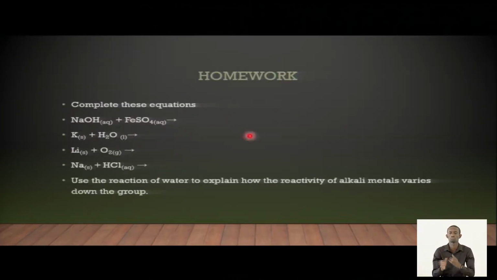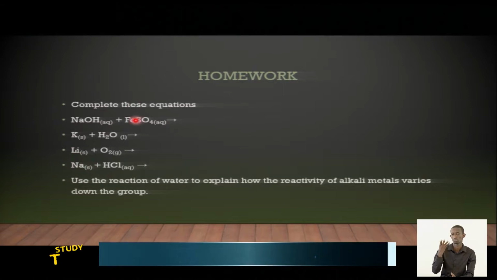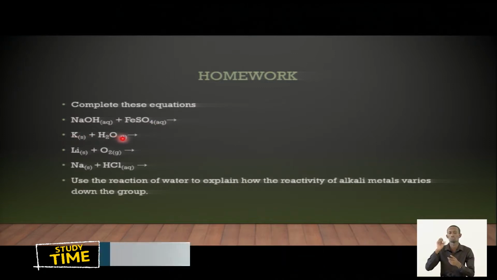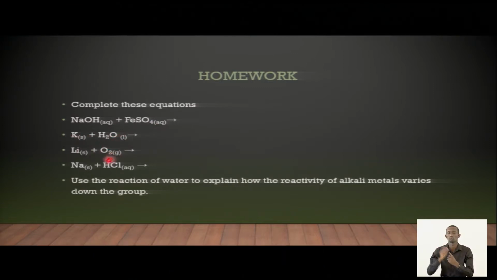Now let us have a look at the homework you have. We have 4 equations to complete. Sodium hydroxide reacting with iron sulfate, potassium reacting with water, lithium reacting with oxygen, sodium with HCl. And the last question, you will use the reaction with water to explain how the reactivity of these metals varies moving down the group.